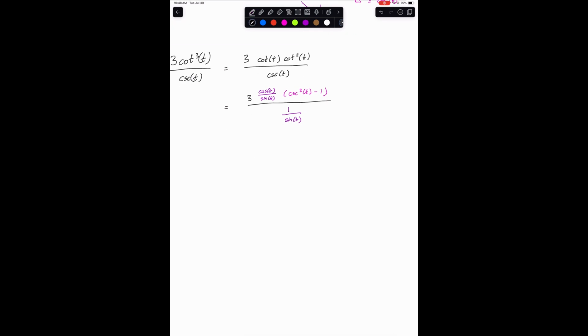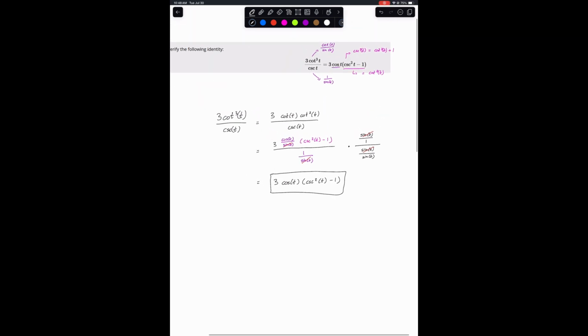Now, from here, I can multiply top and bottom by sine of t. I'm going to do sine of t over 1, and you can see that I can cross cancel these denominators. So this goes away with this, this goes away with that, and you're left with 3 times cosine of t times cosecant squared of t minus 1. And there you go. This is the proof for the identity.